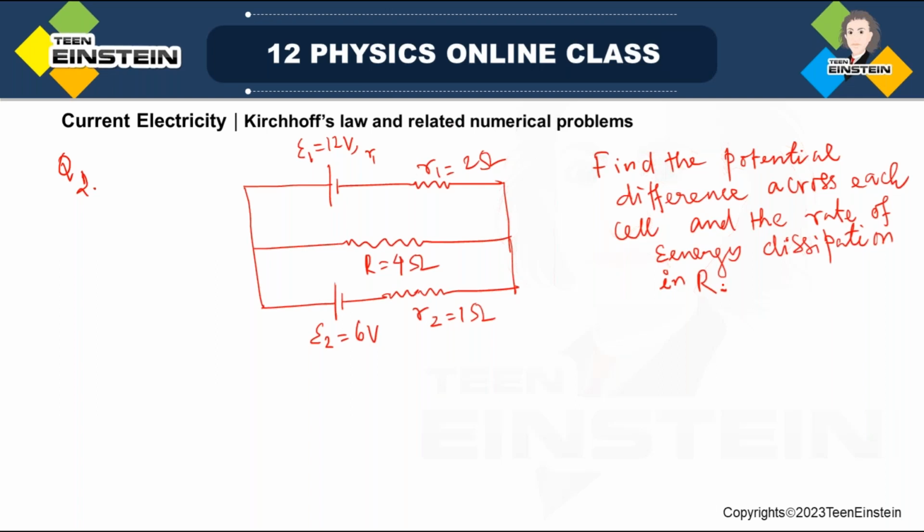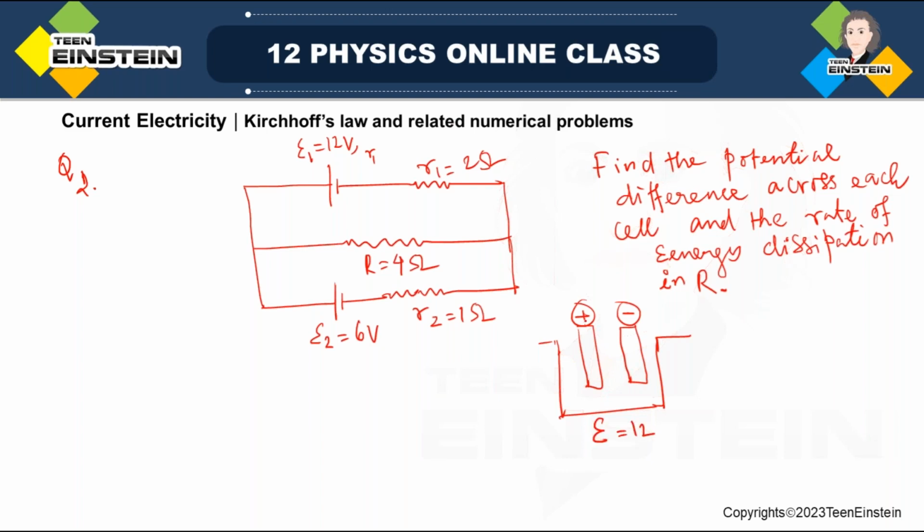So how to solve this problem? Find the potential difference across each cell. What does this mean? These are actually batteries where EMF is given, right? That means when you have a cell, these are electrodes dipped into the electrolyte. Suppose this is the positive terminal P here, and this is negative. So what is given is the EMF is 12.